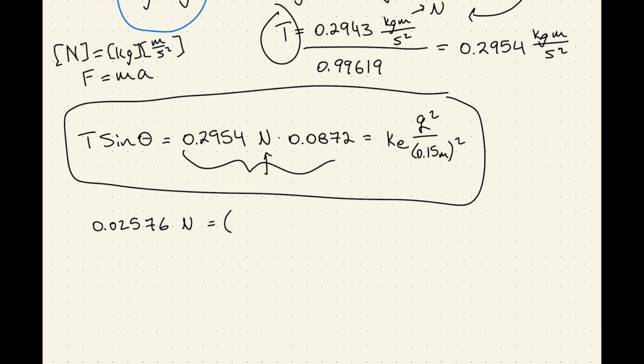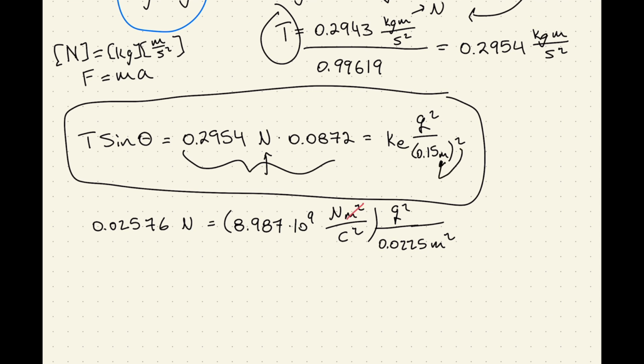Let me check my chat GPT real quick. 8.987 times 10 to the 9 newtons meters squared per coulombs squared. Here we have Q squared because we don't know what it is. Here we have 0.15, that is squared. So what we have is 0.0225 meters squared. Remember, because we squared the meters.